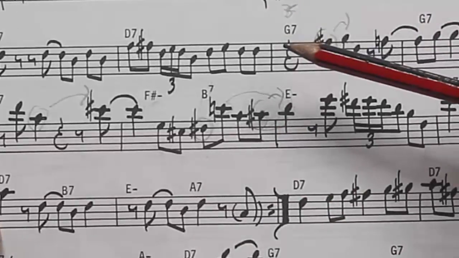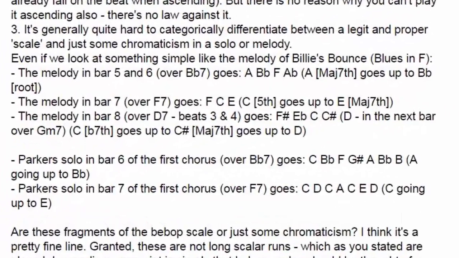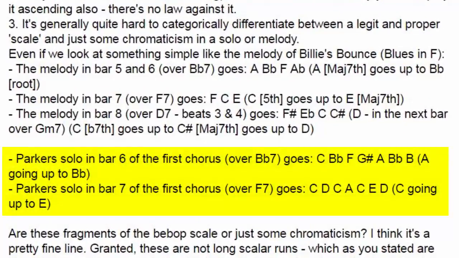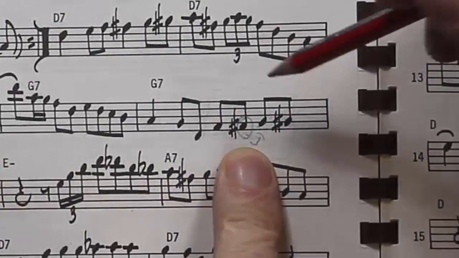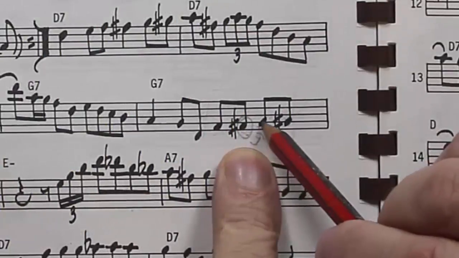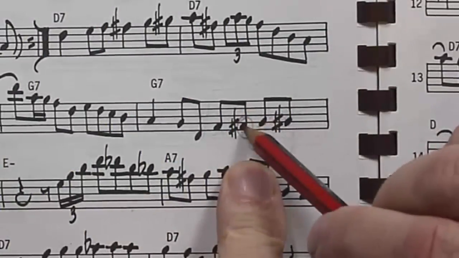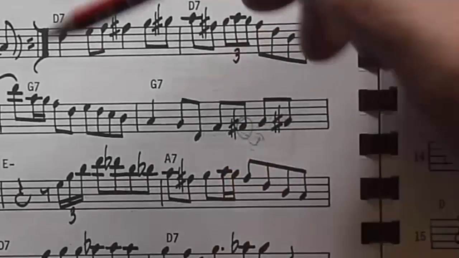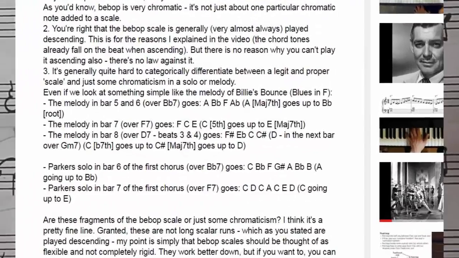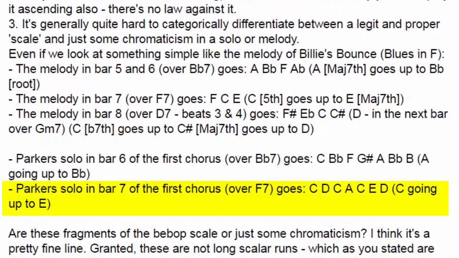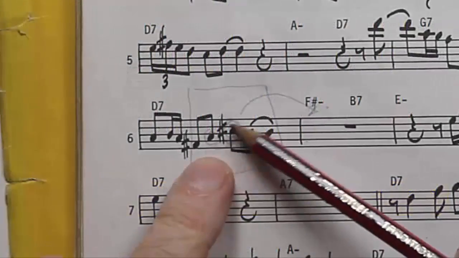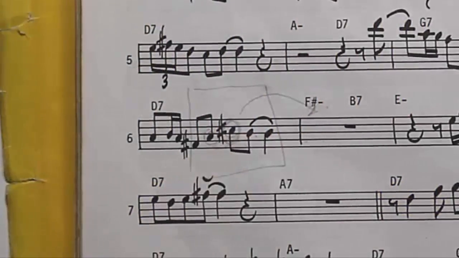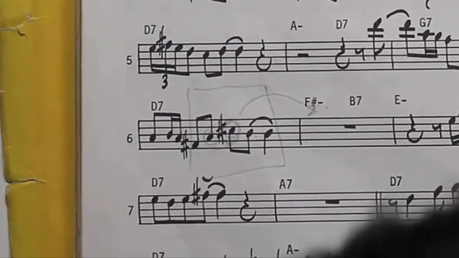So what's the next one? In the solo, Parker's solo bar 6, which is this one here, he's saying C, B, F, G, A going up to B flat, so it's this F sharp here going up to that G. That F sharp is a bebop scale. And then the last one is saying that this C going up to E. So C going up to is this A going up to C sharp. So he says that's a bebop scale arising. So that's what he says, and I can't see it myself.